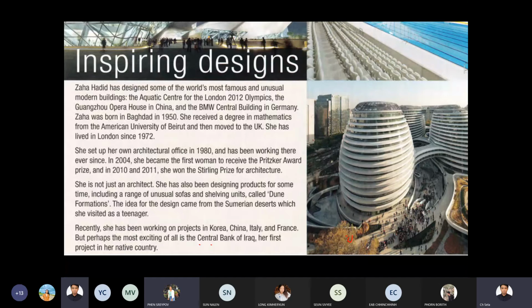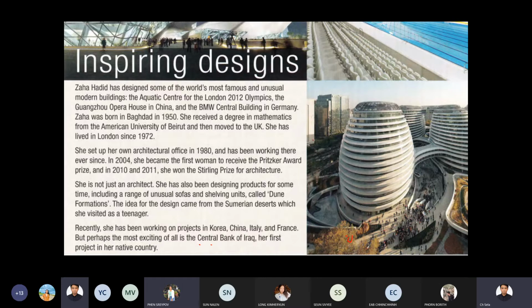Zaha Hadid has designed some of the world's most famous and unusual modern buildings. The Aquatic Center from the London 2012 Olympics, the Guangzhou Opera House in China, and the BMW Central building in Germany. Zaha was born in Baghdad, right? Yeah, back then. Baghdad in 1950. She received a degree in mathematics from the American University of Beirut and moved to the UK. She has lived in London since 1972. She set up her own architectural office in 1980 and has been working there ever since.